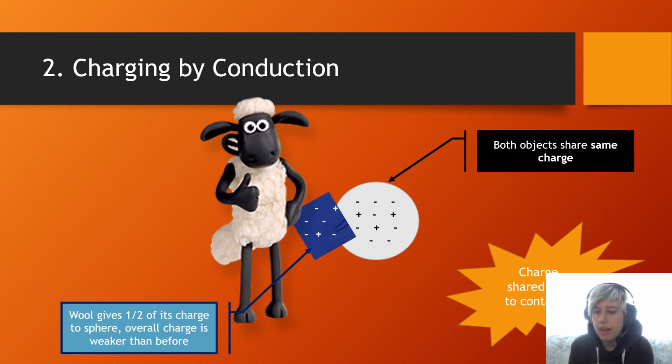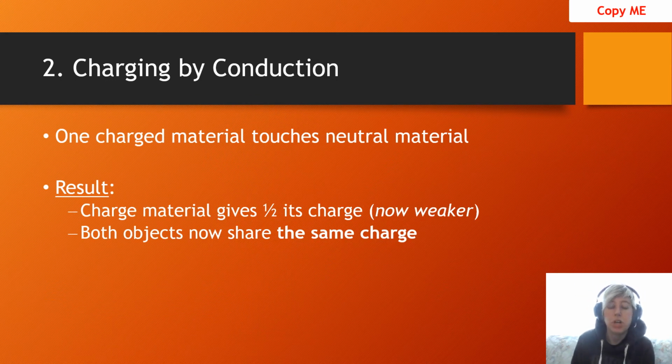This also happens if I have a positively charged object that is touching a neutral object. It is going to be gaining electrons from the neutral object, and both items will be positively charged. Same thing, in the sense that the object that was already positively charged will be less positively charged than before. So when we're charging by conduction, to recap, you have one charged material that touches a neutral material. The result is that the charged material gives approximately half of its charge, so it's overall weaker, and they both now have the same charge.